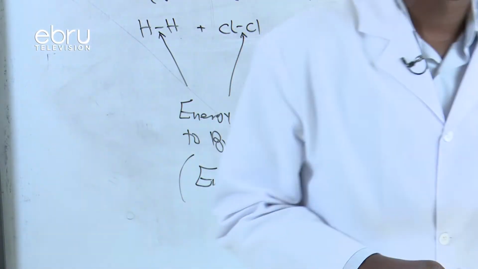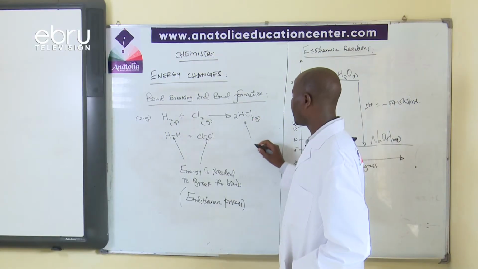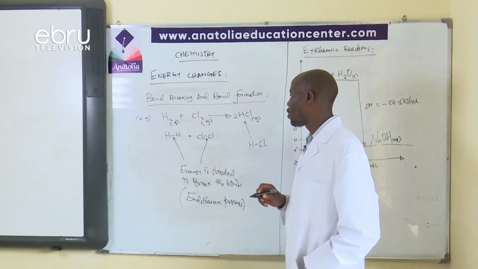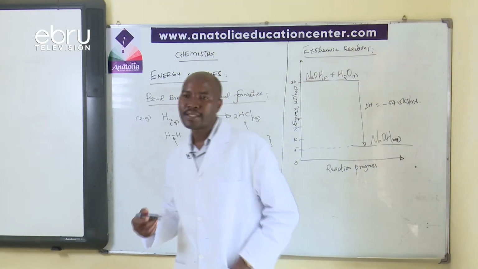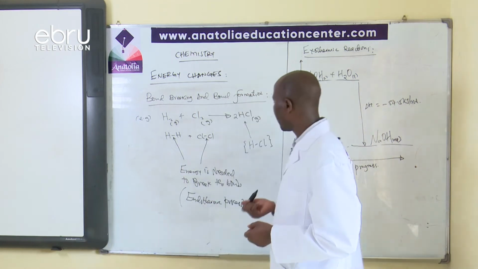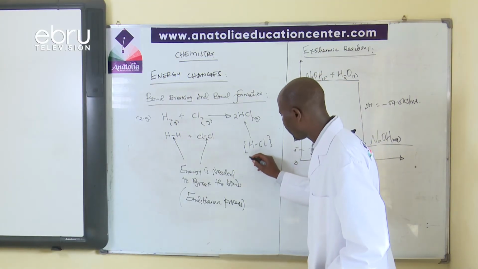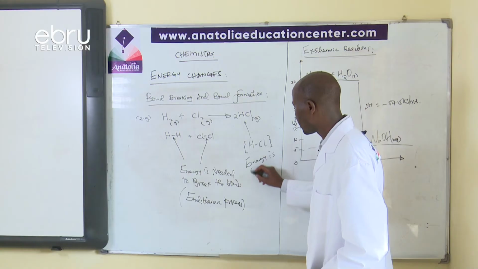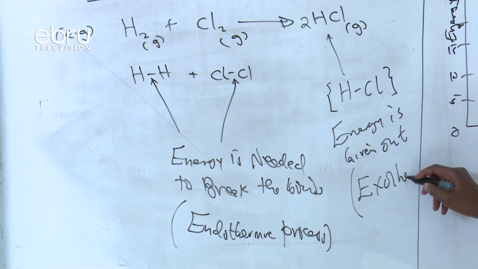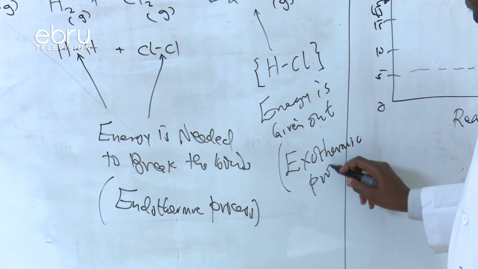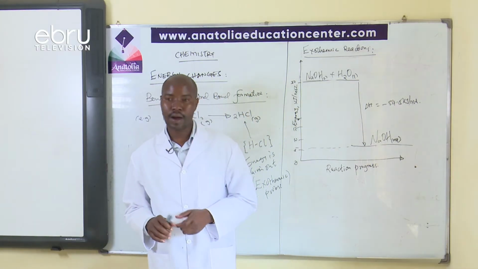Once we break the bonds, we are forming new bonds. So, which bonds are we forming? We are forming these bonds, hydrogen-chlorine bonds. So, these are the bonds which we are forming. To form new bonds, energy is given out. And because we know that an exothermic process is one whereby energy is given out, we can conclude that bond formation is an exothermic process. Because when you're forming new bonds, energy is given out.